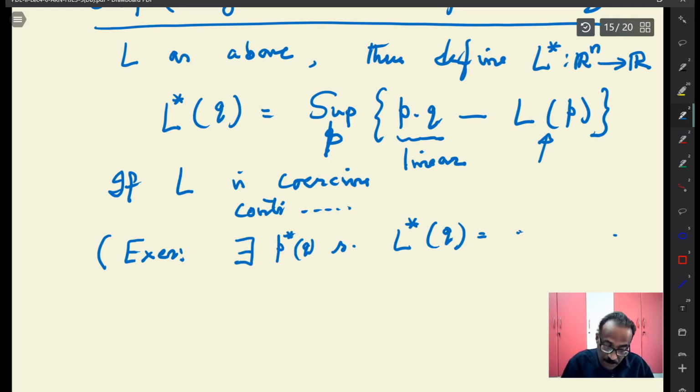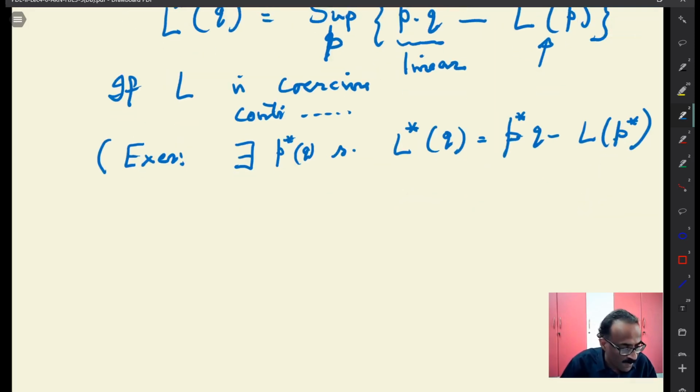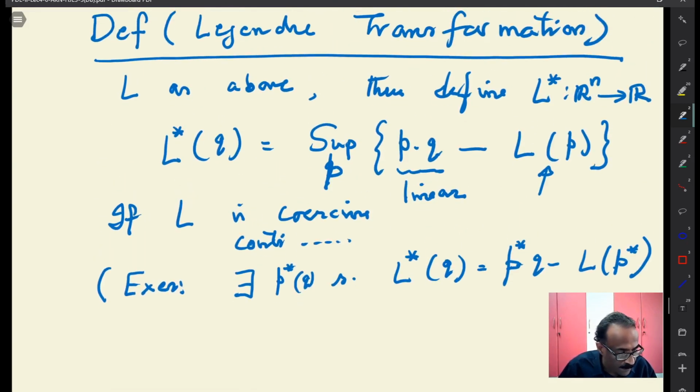So it is attained for any Q. This is attained at some P star of Q, so P star dot Q minus L of P star. You see, so you always get such a P star. Okay, so that you can do. So what I'm trying to do is that you have L star of Q or P.